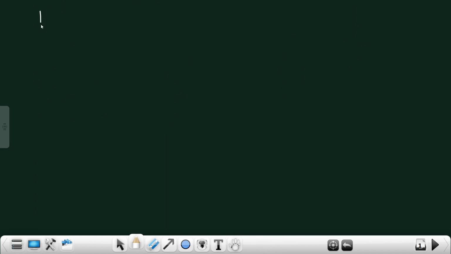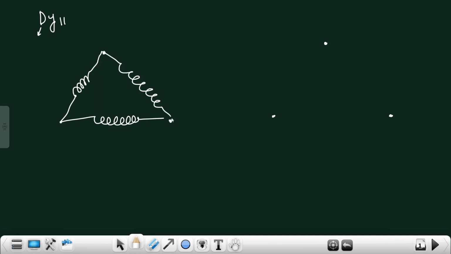So drawing the Dy11 connection. Here this is delta, and we can draw delta in two ways. There are two possibilities, but keep in mind that the phase sequence of both the HV side and LV side should be ABC. The HV side can be drawn in two ways. So these are the two possibilities to draw the HV side delta.